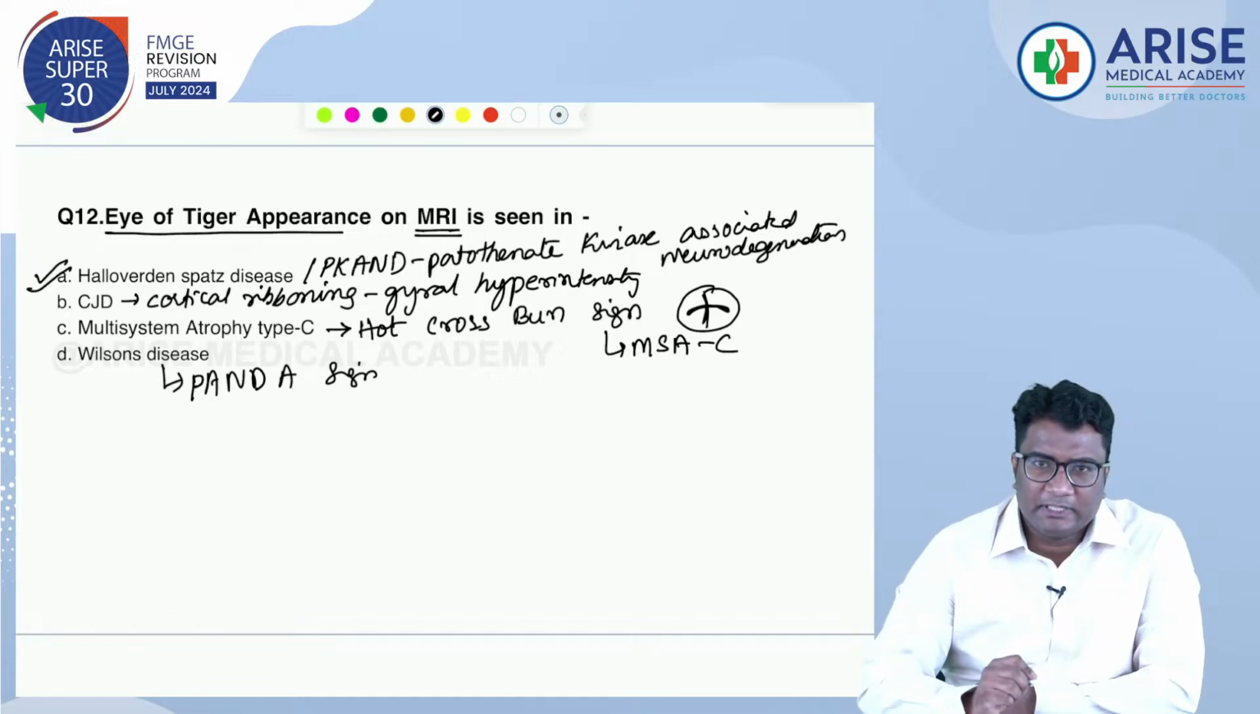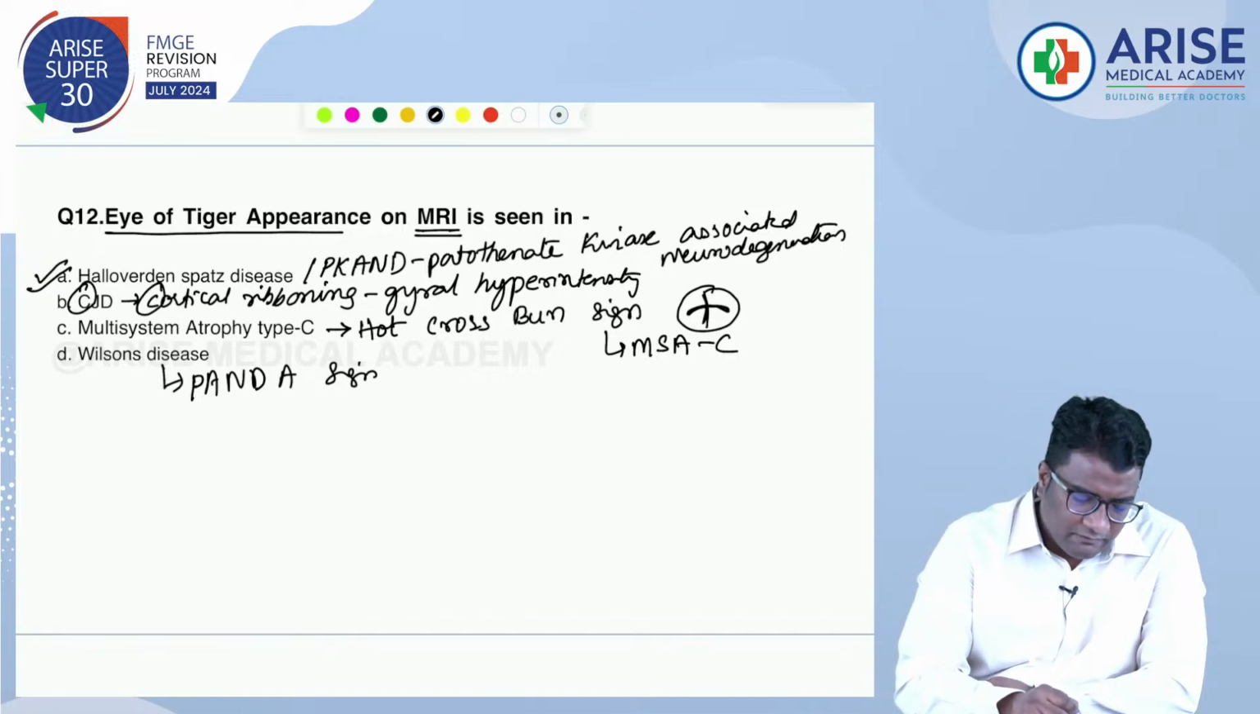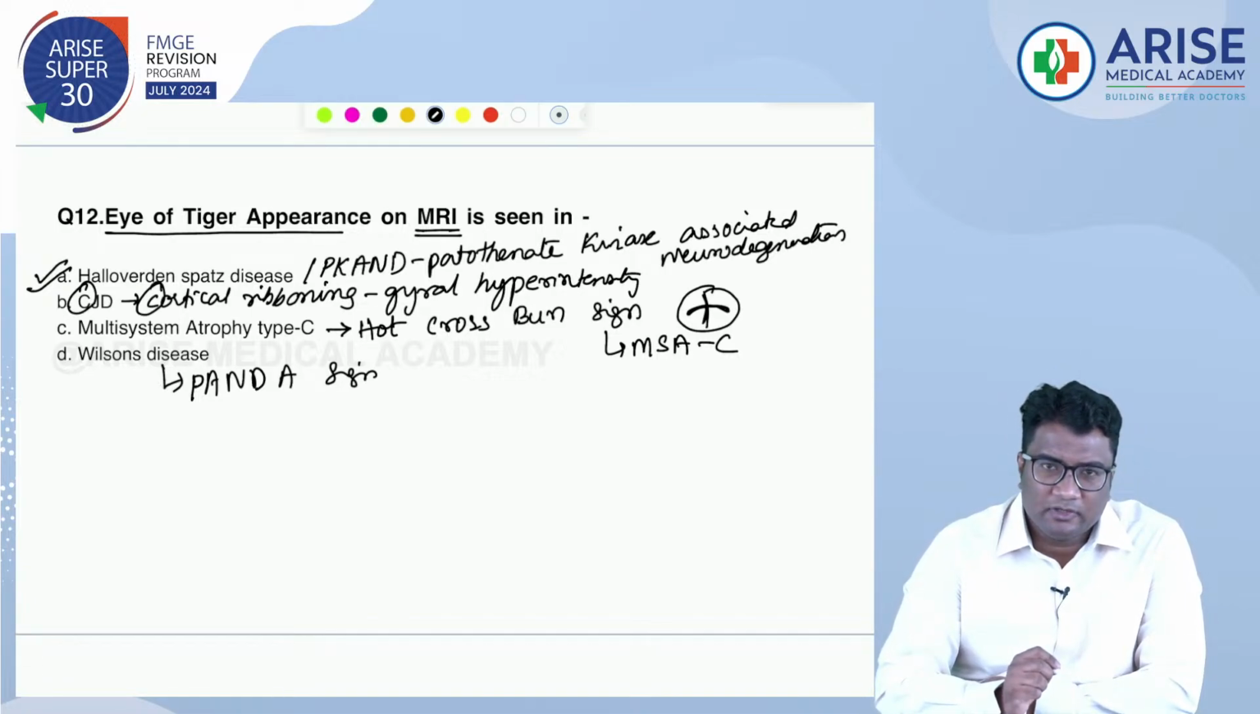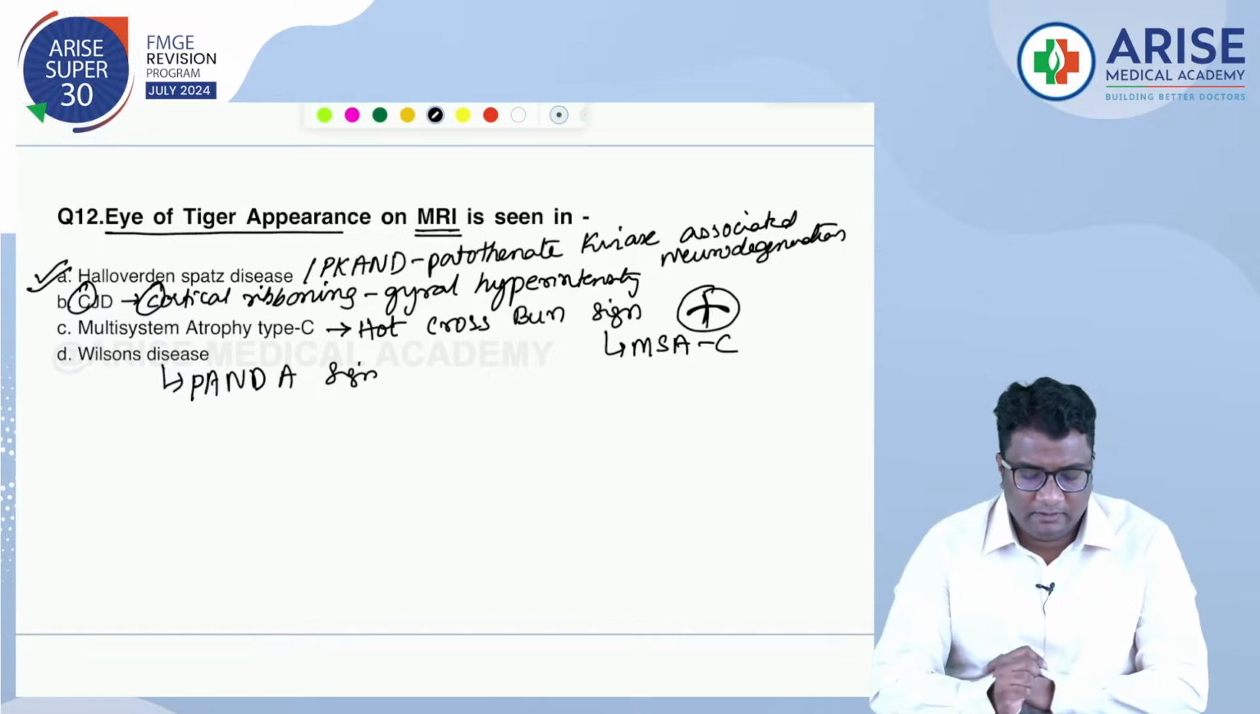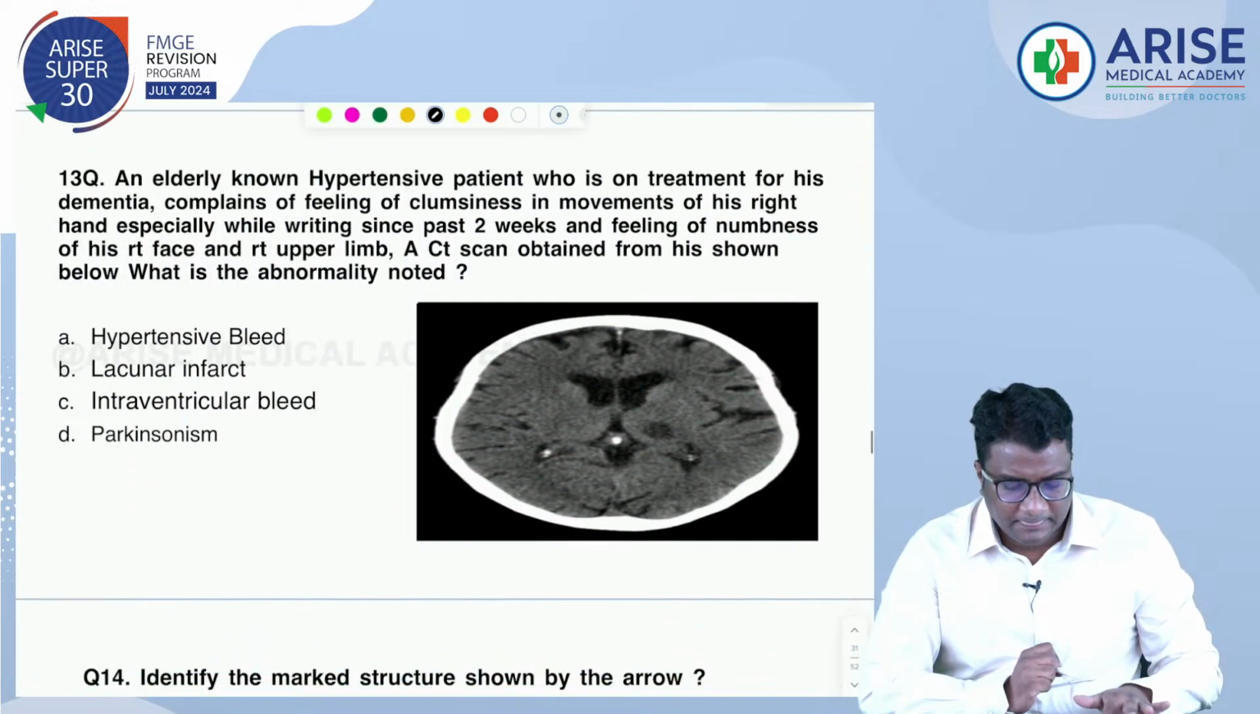So remember these important signs. Hallervorden-Spatz disease, eye of tiger appearance. CJD will have cortical ribboning. You can remember C for C. Cortical ribboning is feature of CJD. Multi-system atrophy type C will have hot cross bun sign, and Wilson's disease will have panda sign.